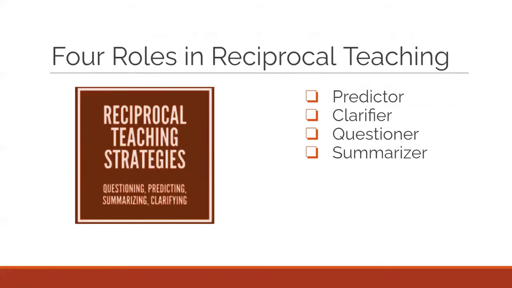As you are now aware, understanding the purpose for reading is imperative, and understanding each student's specific role as they participate in reciprocal teaching is critical. As mentioned previously, there are 4 roles in reciprocal teaching. They are predictor, clarifier, questioner, and summarizer. So let's dive into each of these steps to find out more about reciprocal teaching.